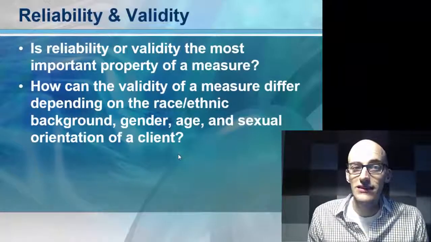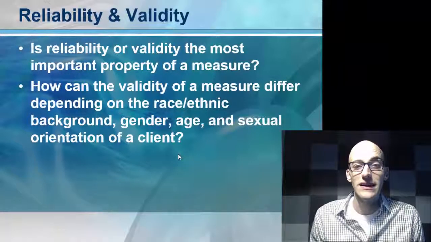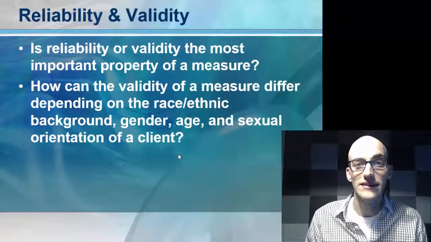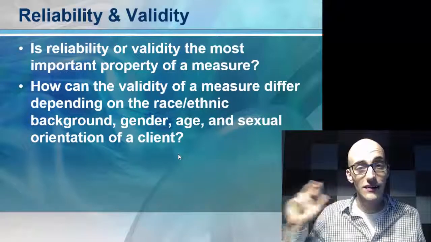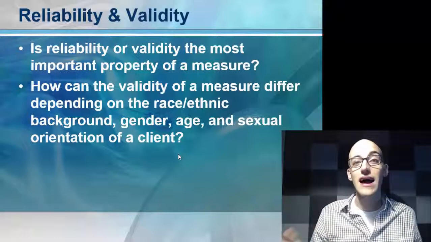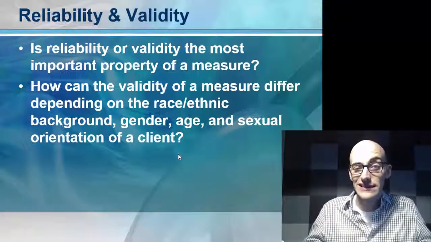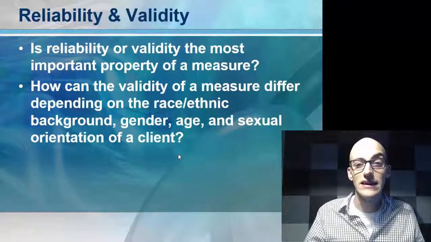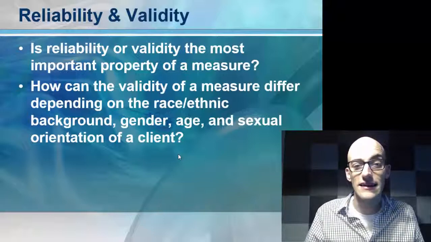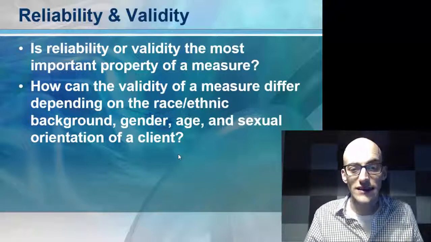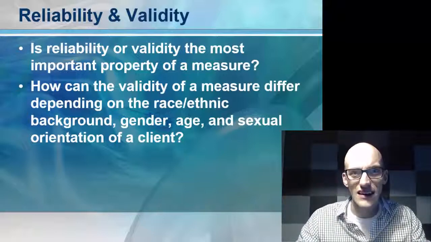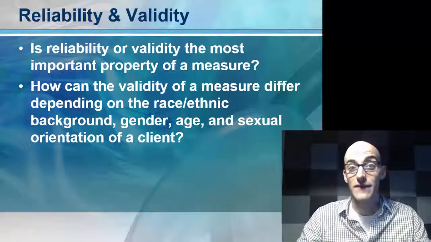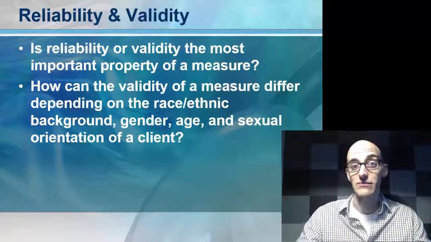So a couple closing questions. Is reliability or validity the most important property of a measure? I'll just say that it's validity, right? Because we could be measuring my head circumference and it's going to be reliable, right? But if it's not valid, then what's the point? So how can the validity of a measure differ depending on race, ethnicity, gender, age, and sexual orientation of a client? Maybe this is something that we could post to the discussion board because there's a lot of different ways that this could go. And I definitely value your feedback and what you think about this.